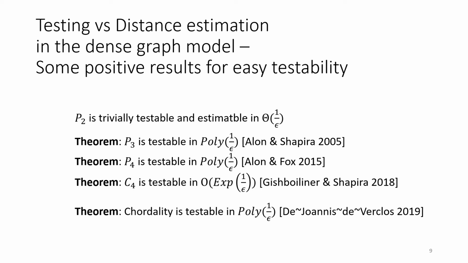Finally, chordality, the property of having no induced cycle of size bigger than 3, was recently shown to be also polytestable. A few other results exist for polytestability, but none for estimation. Our work closes some of this gap by giving estimability results that match the mentioned testability ones.